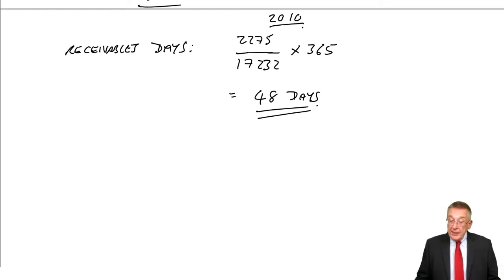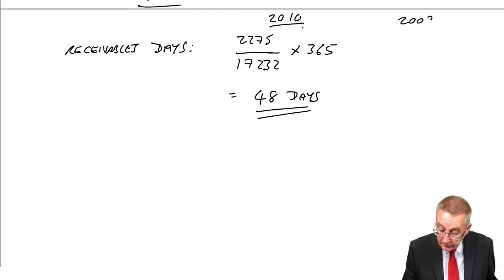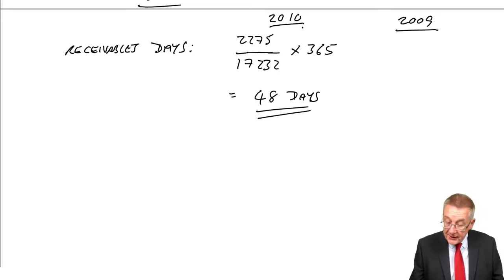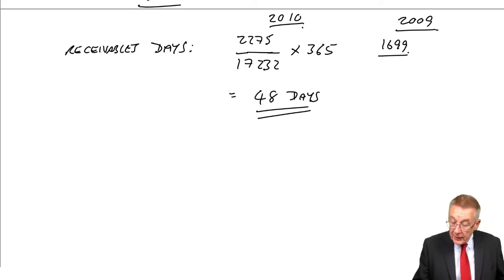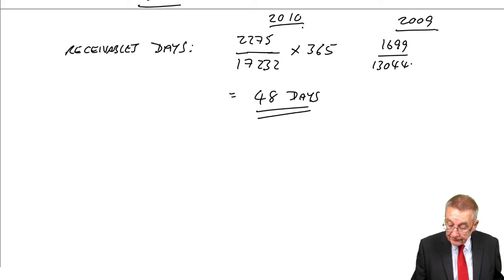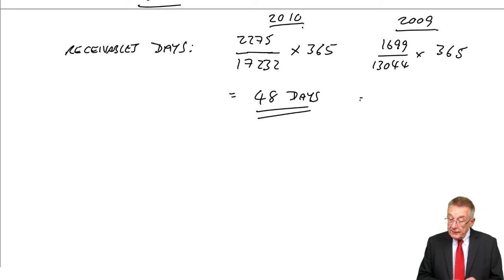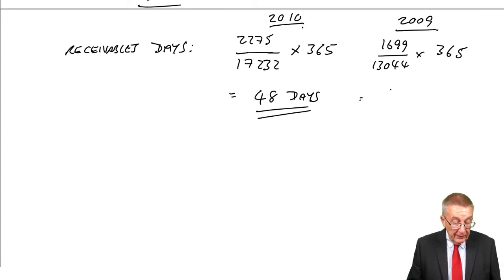How long were they taking to pay in 2009? 2009 receivables was 1699. The total sales, the revenue, 13,044. And so last year, 1699 divided by 13,044 times 365. 47.5, again to the nearest day, 48 days.